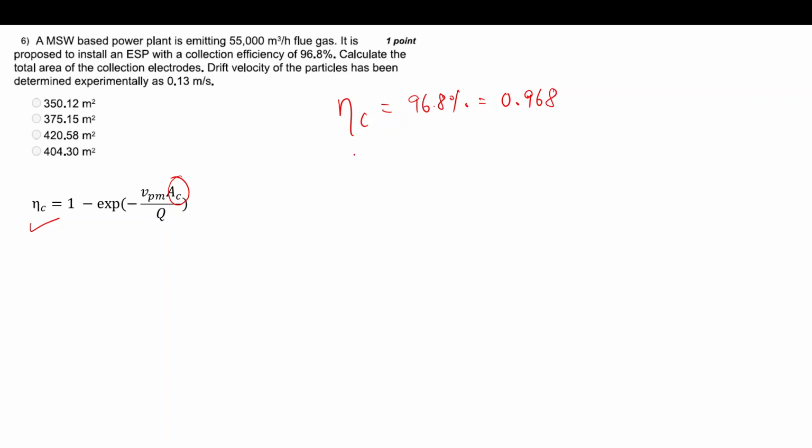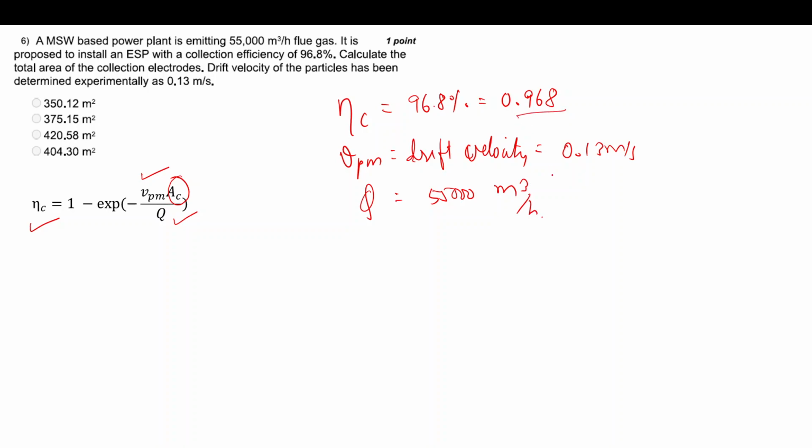Then you need VPM, which is nothing but drift velocity. So drift velocity is given to you as 0.13 meter per second, and then you require Q. So Q is given as 55,000 meter cube per hour.